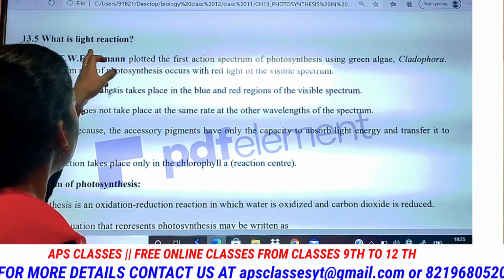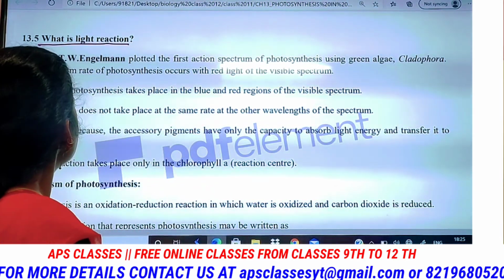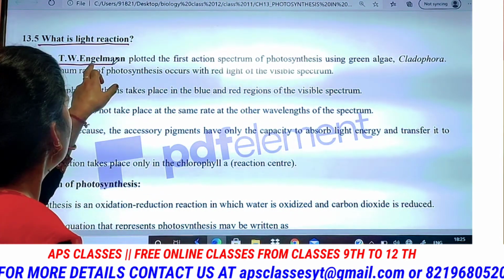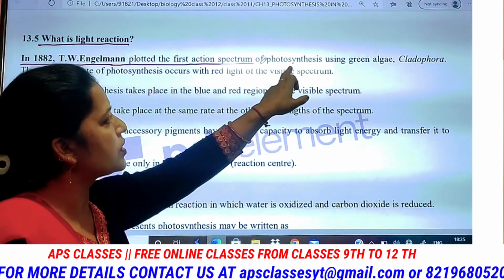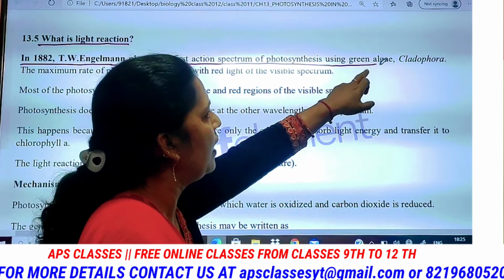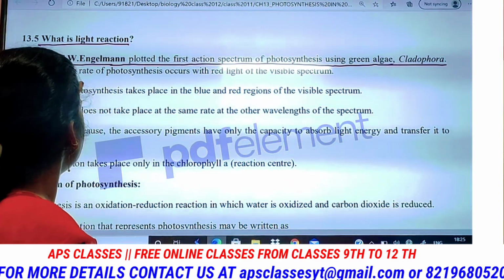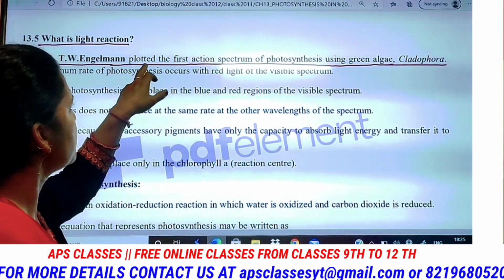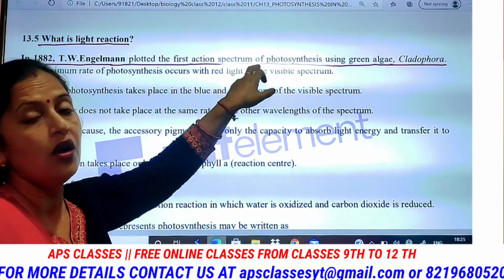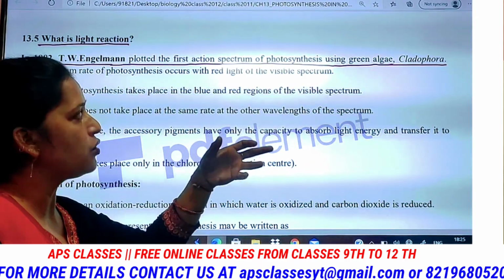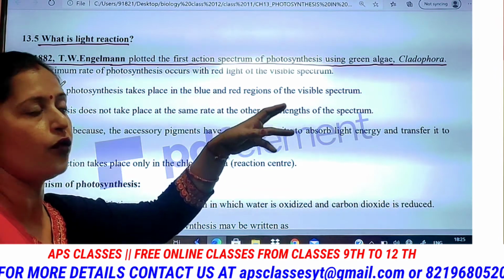Next, what is light reaction? What do you mean by the term light reaction? In 1882, T.W. Engelmann plotted the first action spectrum of photosynthesis using the green alga Cladophora.